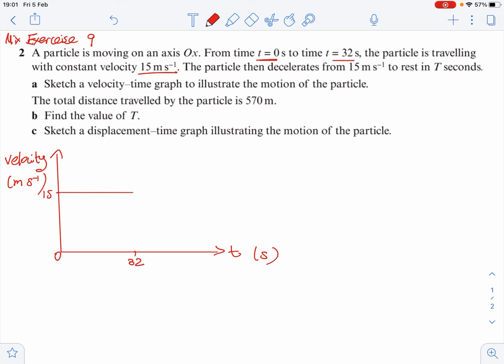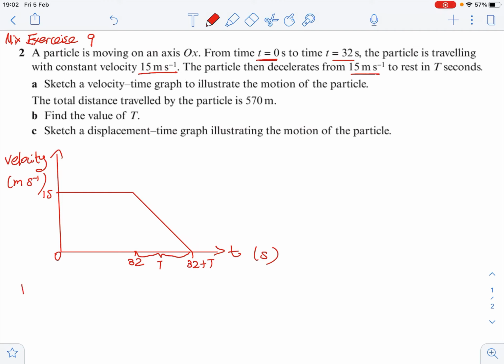Then the particle decelerates from 15 meters per second to rest in t seconds. We're told that at 32 seconds, it decelerates to rest, and it takes t seconds to come to rest. So we know this distance here is t. Therefore, this point must be 32 plus t. So this is a sketch of the velocity time graph.